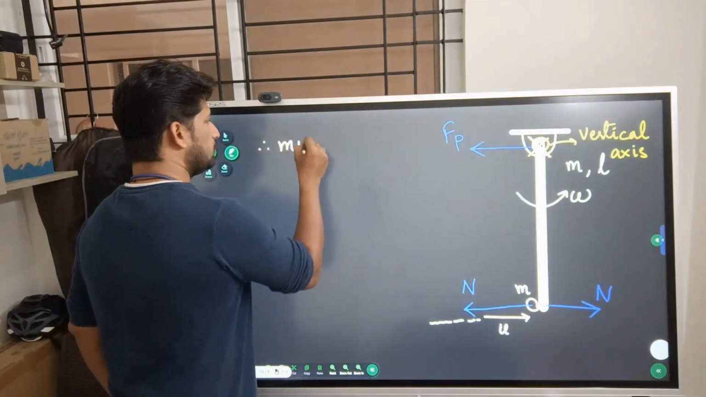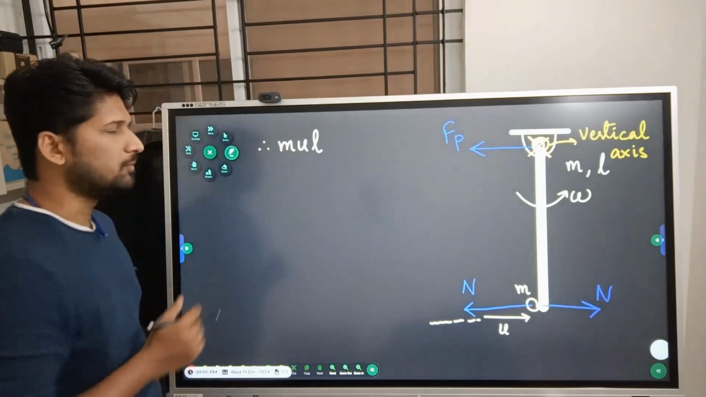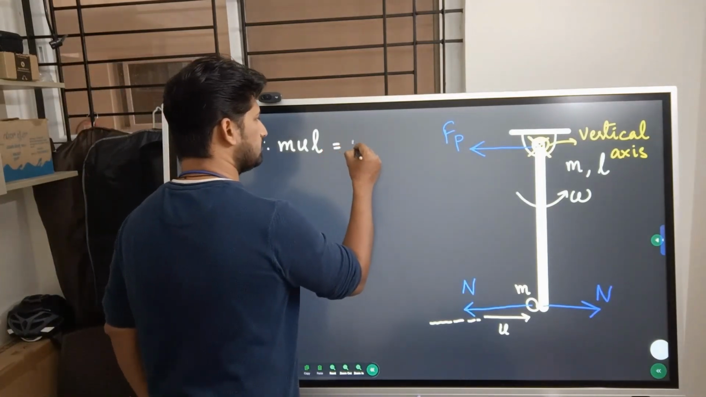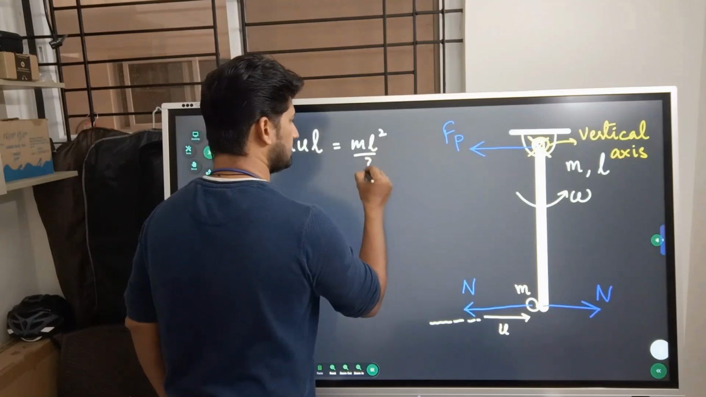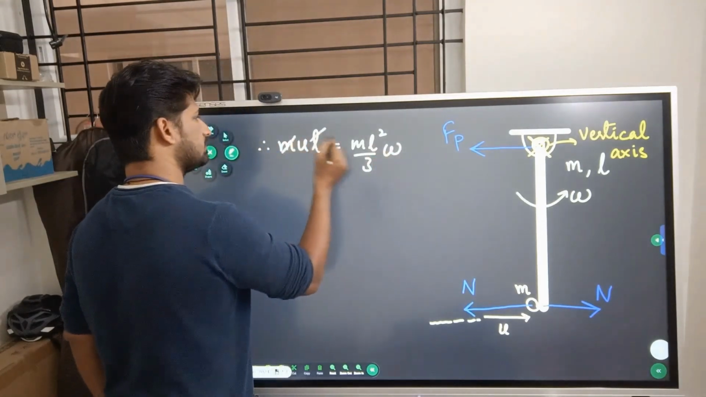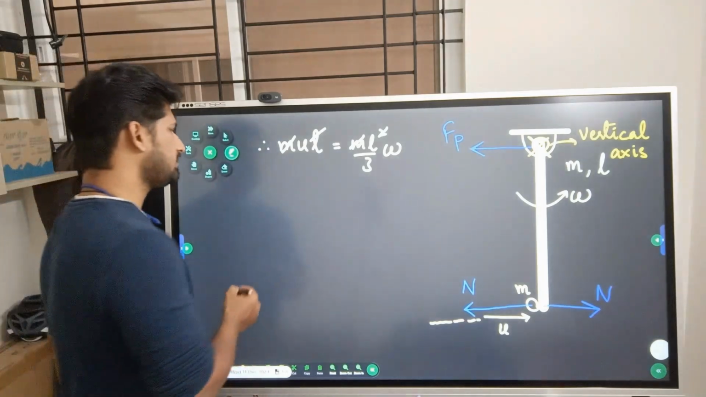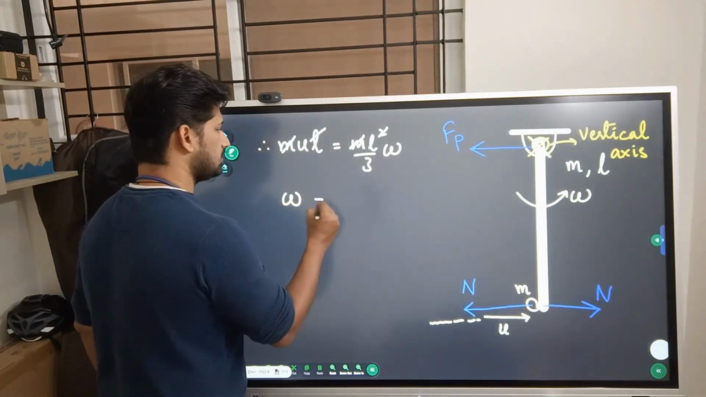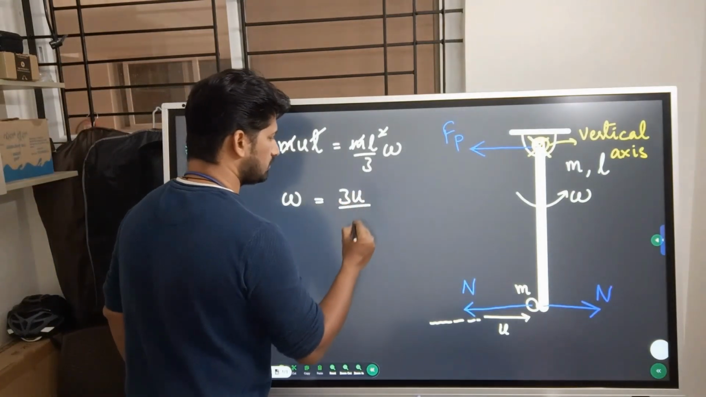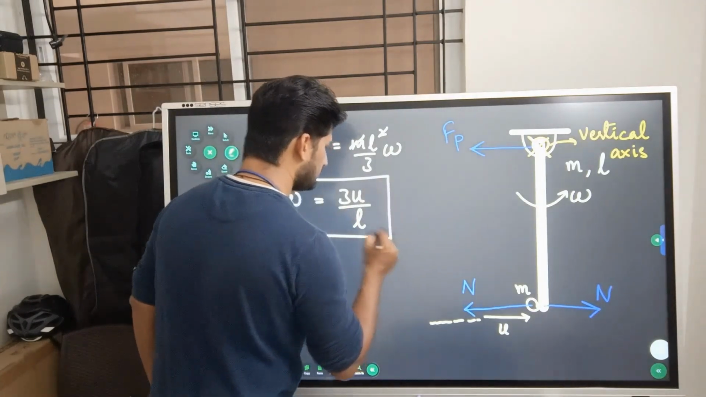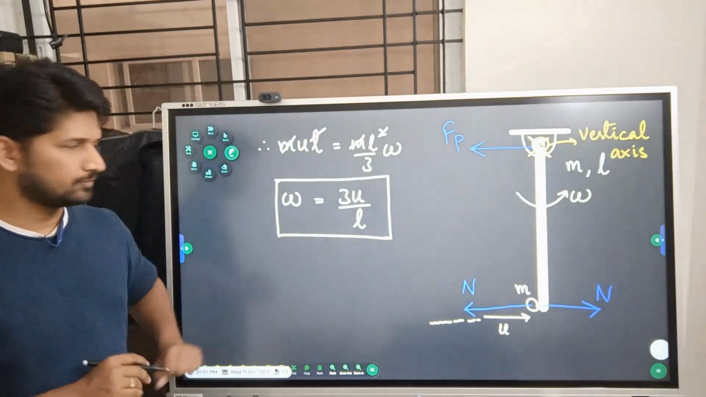Therefore, mul, which was the total angular momentum of the system before collision, that is the angular momentum of the particle, is equal to ml square by 3 omega. Mass of the particle and rod were given to be equal, so they get cancelled. You get omega as 3u divided by L. This is the angular velocity with which the rod starts to rotate after the collision.